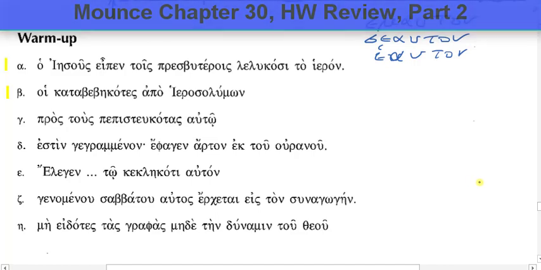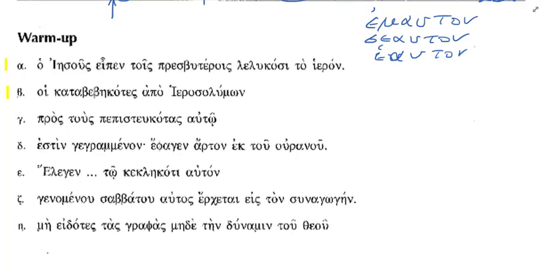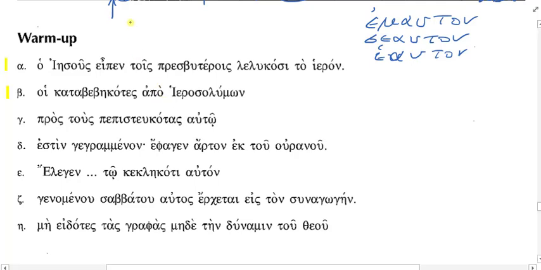So look at beta here. We have hoi katabebekotes. Hoi katabebekotes. What does the form katabebekotes come from? Anybody have any good guesses as to the form here? That's a little bit tough. What do you think? What is that?